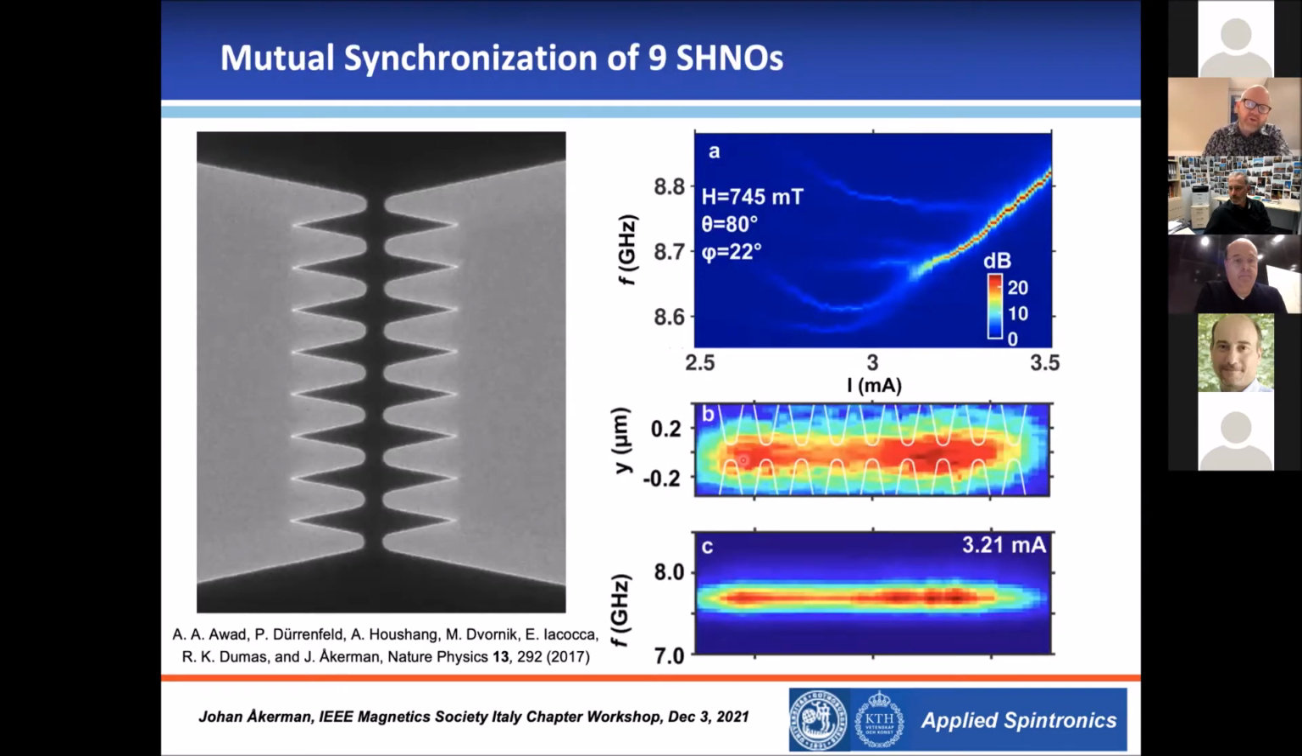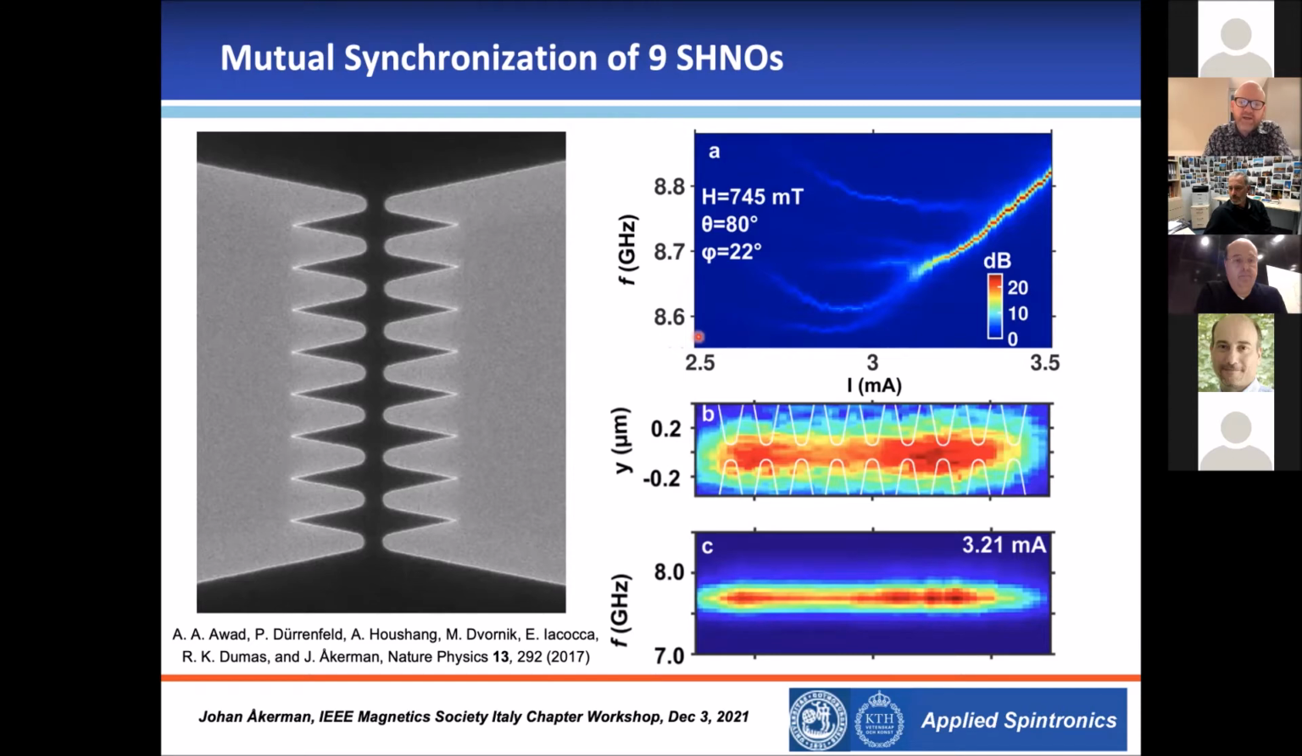We can expand this to longer chains. So here's an example of 9 such chains, and the longest we've fabricated is 50. And we have robust synchronization, at least in chains of 20, and probably some things start to happen after that, but that's still being investigated.